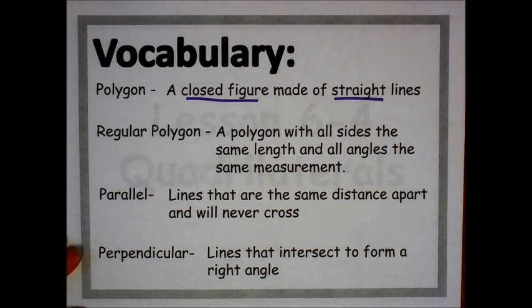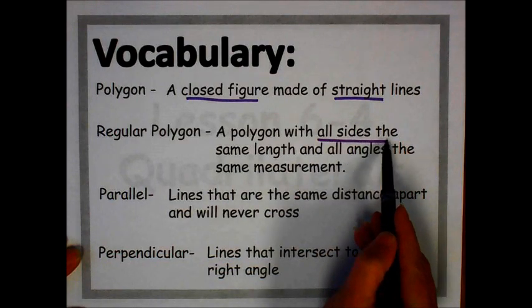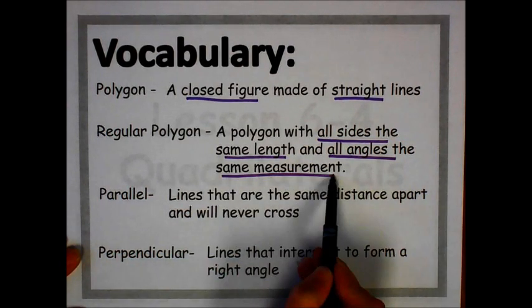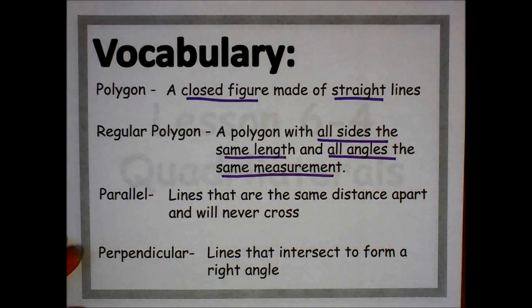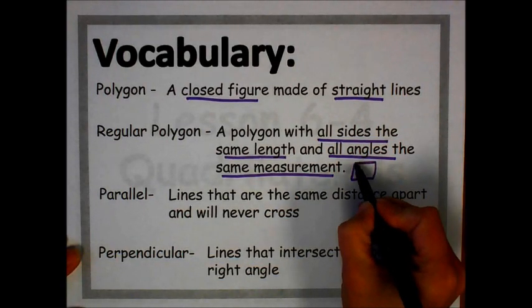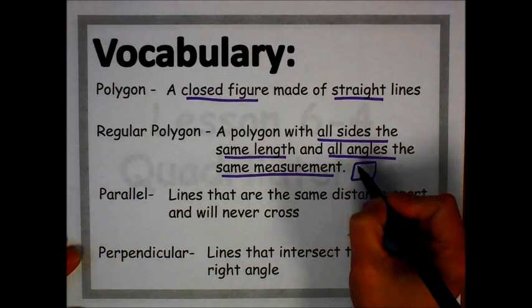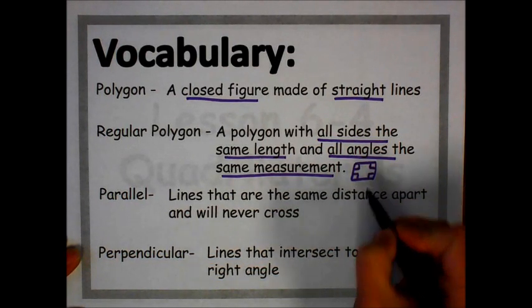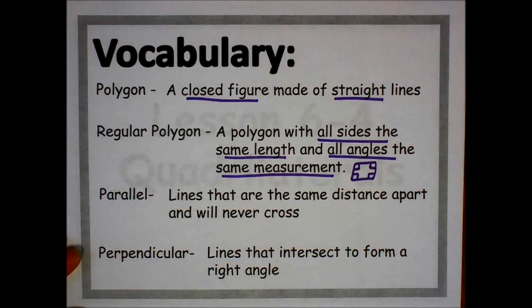The next vocabulary word is regular polygon. A regular polygon is a special kind of polygon that has all sides that are the same length and all the angles have the same measurement. An example of a regular polygon would be a square because all of the sides are the same length and all of the angles are the same measurement. They are all 90 degrees.